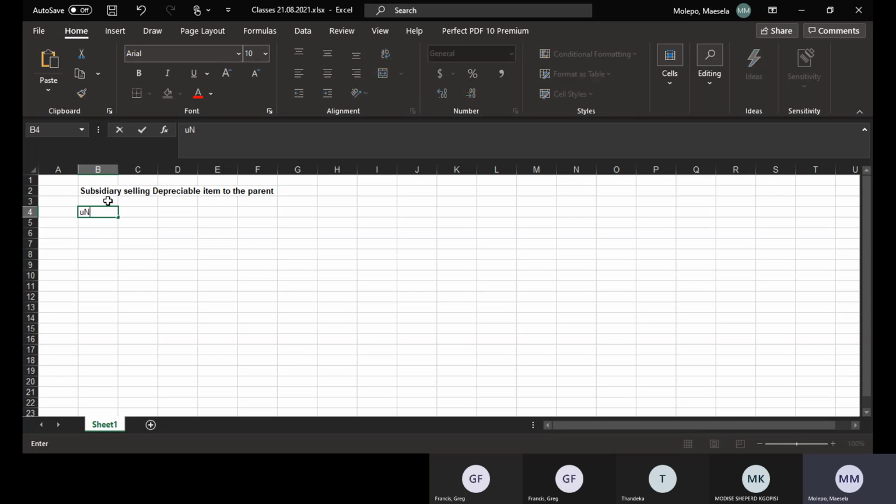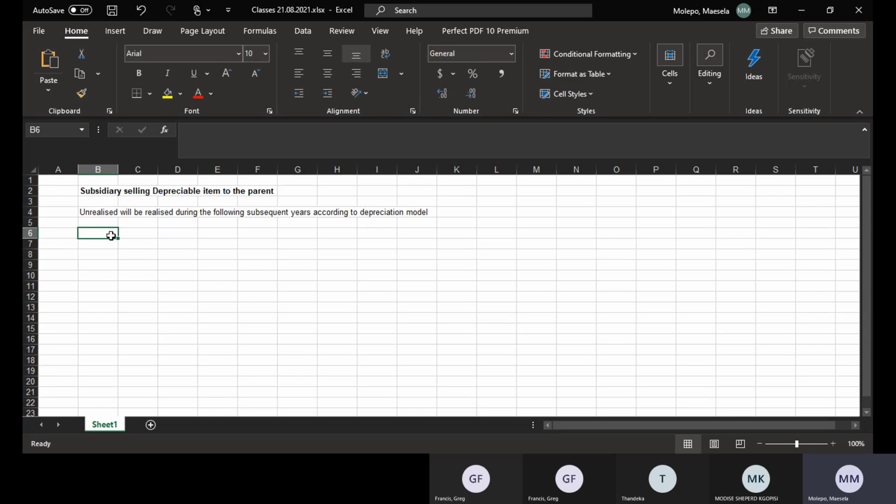So unrealized profit will be realized during the following subsequent years. Yes, according to the depreciation model. So the treatment of this unrealized profit in the current year.